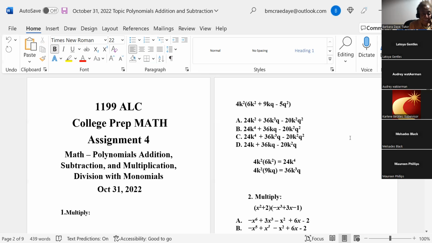I'm sort of doubtful because we have a, oh no, I'm wrong. The answer would be C. C, that's right. You could stop right here because the only one that has 24k to the fourth plus 36k to the third q is C.